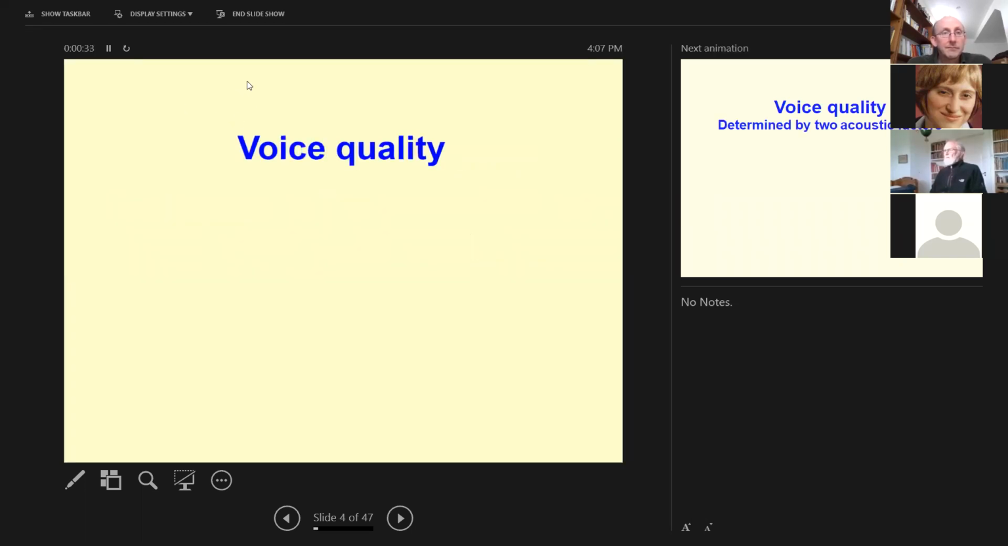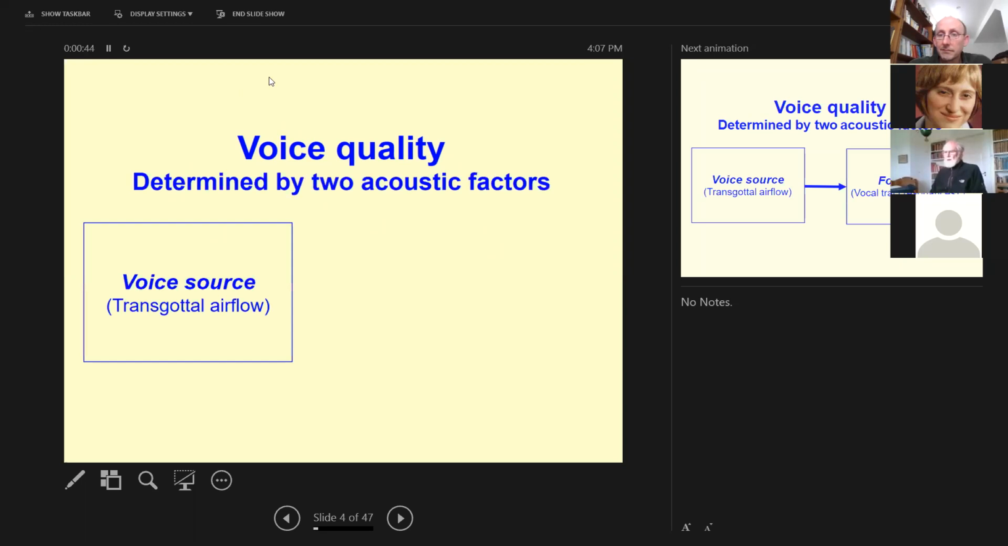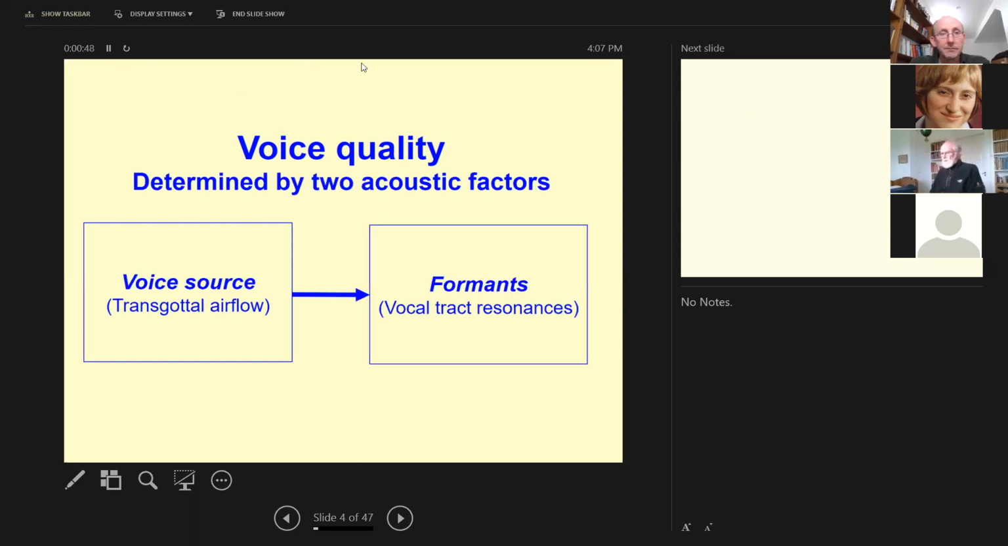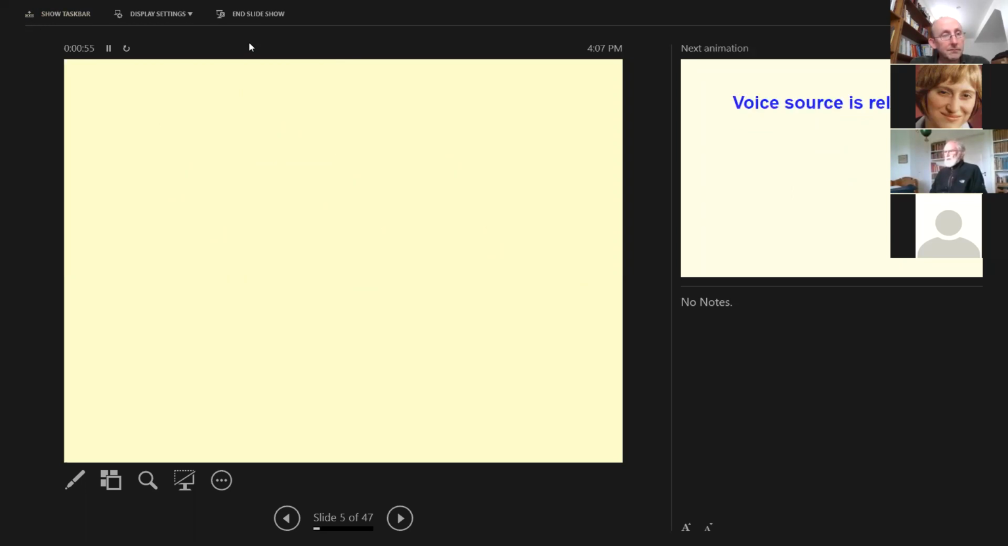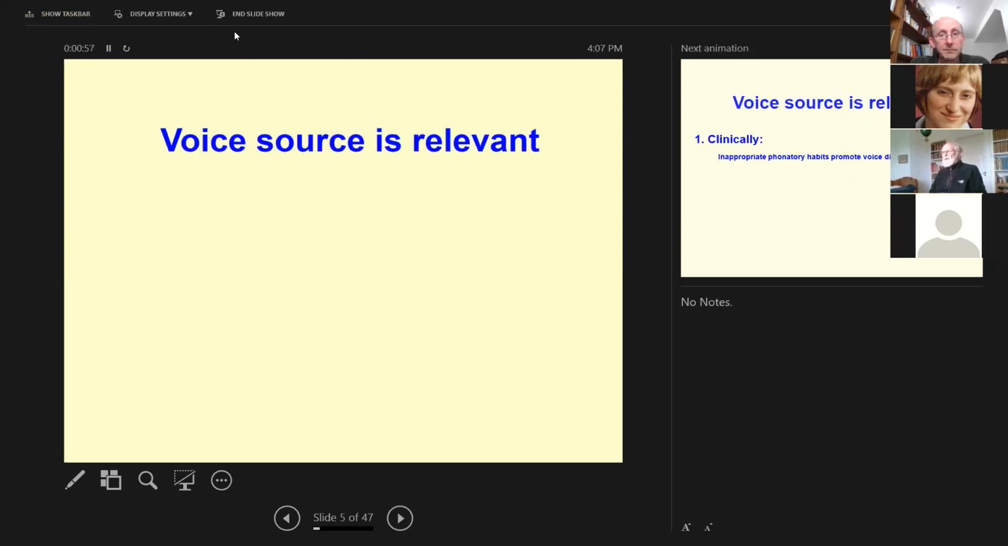Okay, the voice quality, the quality of the voice is determined, as you remember and know, by two main factors. One is the voice source, the transglottal airflow, and the other one is the formant, the resonatory aspects of the vocal tract. And the voice source itself is relevant from several points of view.